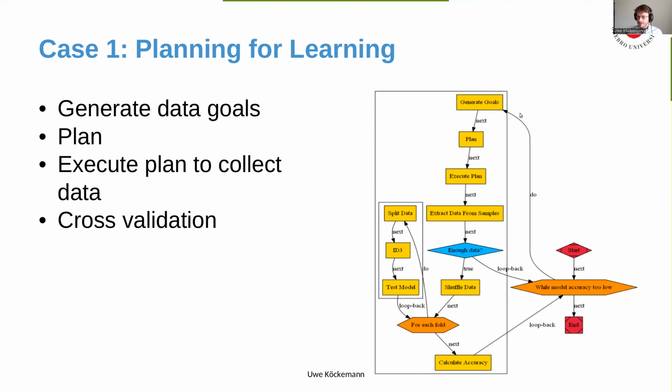So the idea is, ideally, if we were to generate goals here in a smart way, for example, taking inspiration from active learning, we can try to gather data in which our model otherwise underperforms.